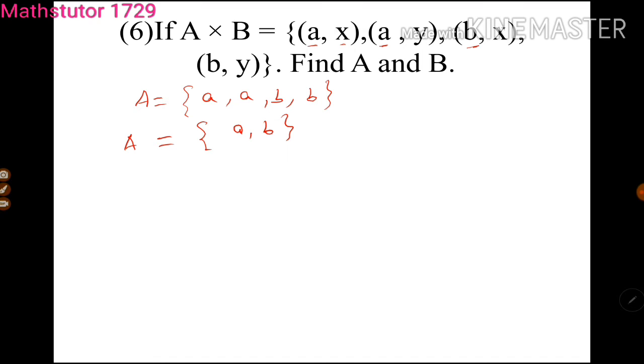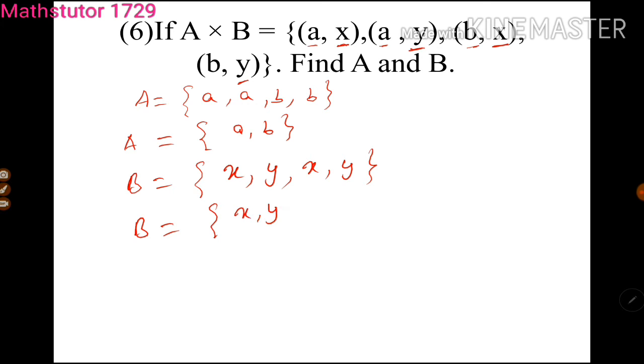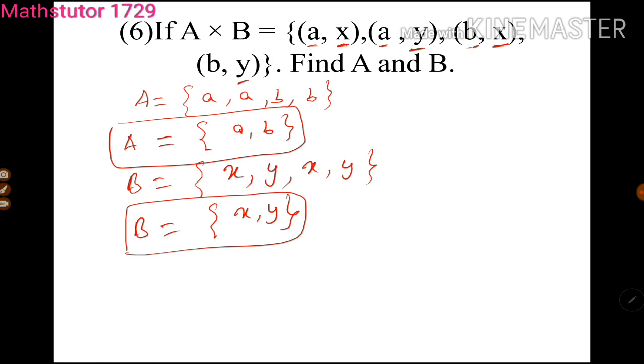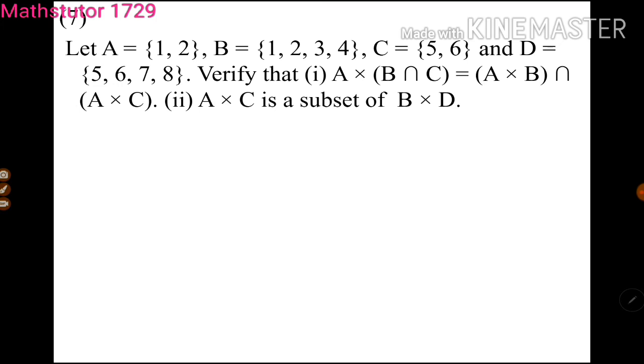Now write the set B. The elements in set B come from the second components of the ordered pairs. Now what are the second components here? x, y, here x, here y. So in the roster form we take repeated elements only one time. So x comma y. This is the required set B and this is the required set A. Now come to the next one.